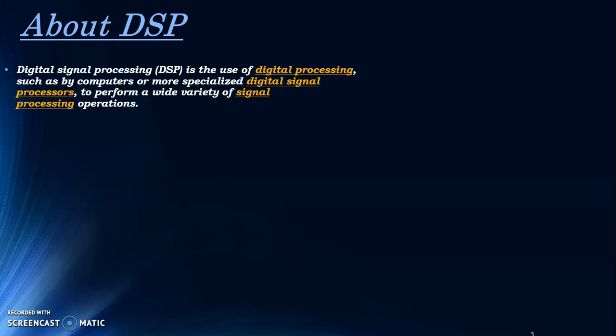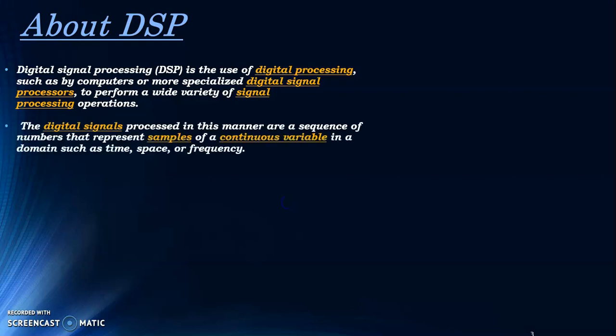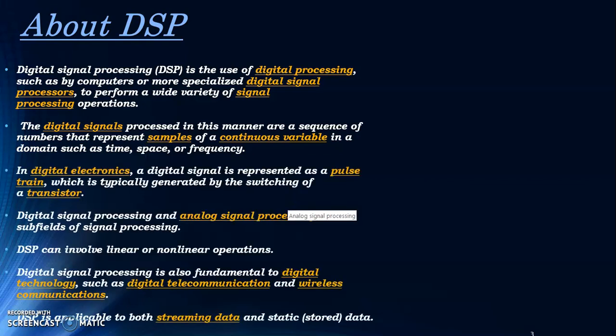Digital signal processing (DSP) is the use of digital processing, such as by computers or more specialized digital signal processors, to perform a wide variety of signal processing operations. The digital signals processed in this manner are a sequence of numbers that represent samples of a continuous variable in a domain such as time, space, or frequency. In digital electronics, a digital signal is represented as a pulse train, which is typically generated by the switching of a transistor.